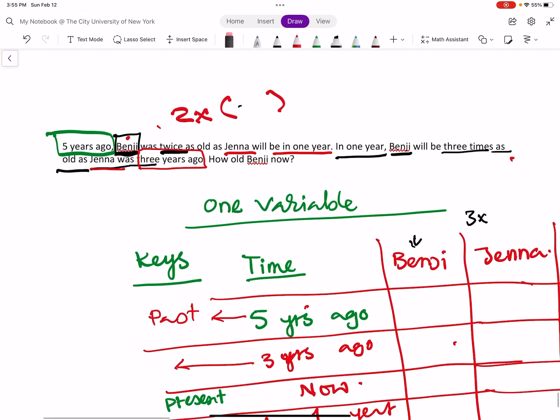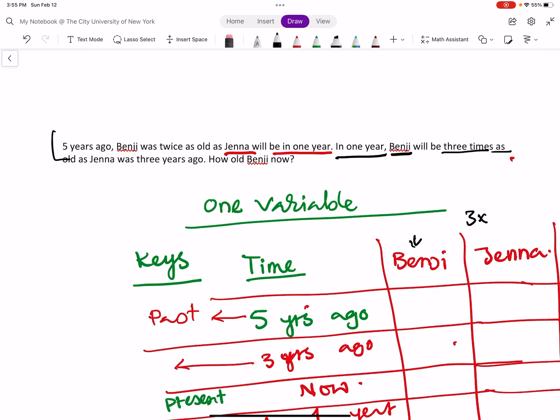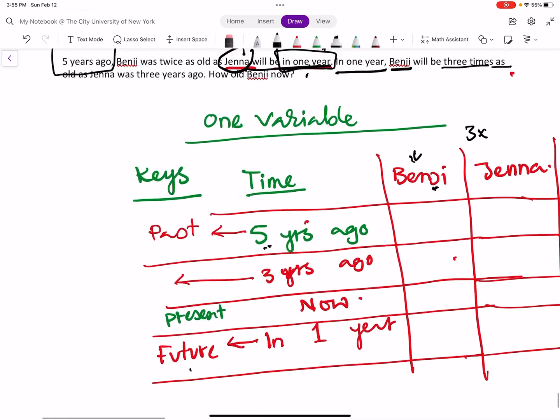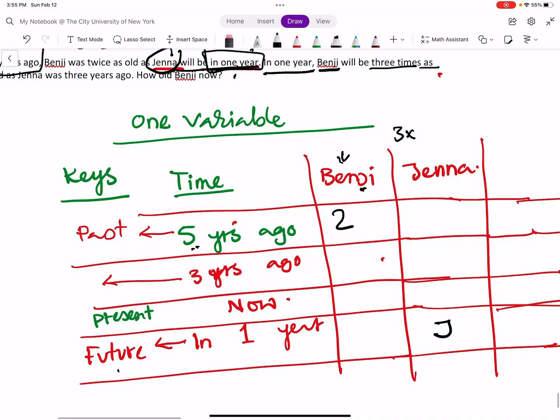So let's go back. What is written here? 5 years ago, so relationship in 5 years ago, here Benji was twice as old as Jenna will be in 1 year. So Jenna's condition in 1 year, that's 2 times of this is Benji. So if you say Jenna in 1 year is J, we can say 5 years ago, Benji was twice what Jenna is in 1 year. Make sense? J and 2J. Now you're good to go. If Jenna in 1 year is J, let's fix up now. That should be j minus 1, right? Because you are going back 1 year. So from Jenna, you subtract 1, you get here.